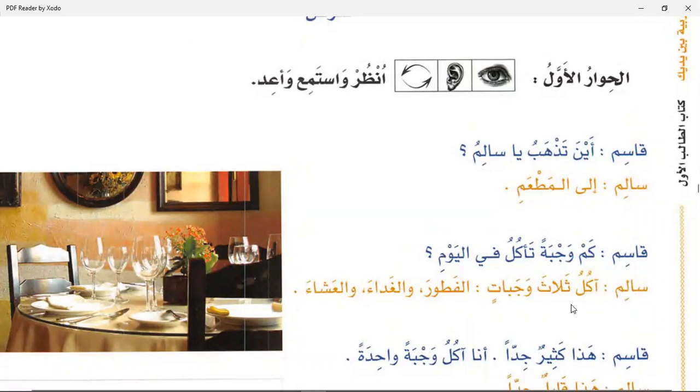Salim: Aakulu salasa wajabatin. Al fatura wal ghada wal ashaa. I eat three meals, the breakfast and the lunch and the dinner. This word salasa is telling us about the verb, so it has fatha. And from 3 to 10, anything which is counted must have kasra and it must be plural. So that's why you see that wajba is also between 3 and 10. It is number 3, so it is plural and it has kasra.